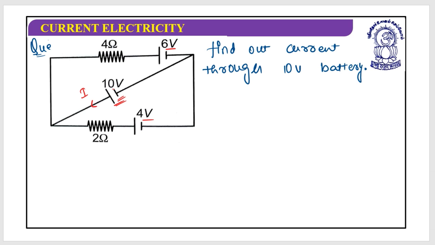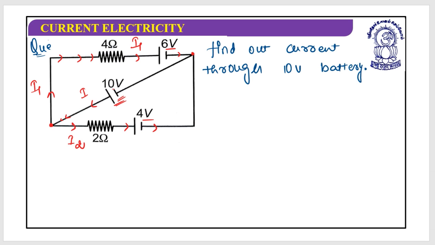Let's start the current I. It is moving in this position, and once it reaches here, it is to be distributed into two segments. Let's suppose this is I1, this is I2. So I1 will be moving in this fashion. This is I1 that is moving, and from this point I1 is there.